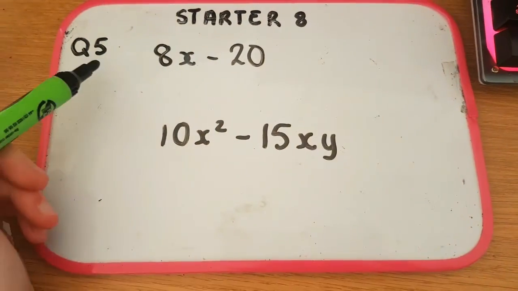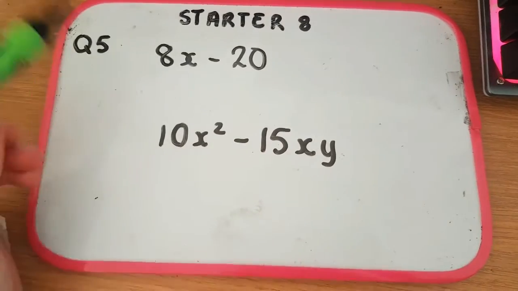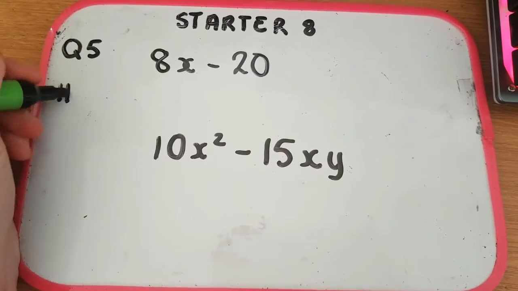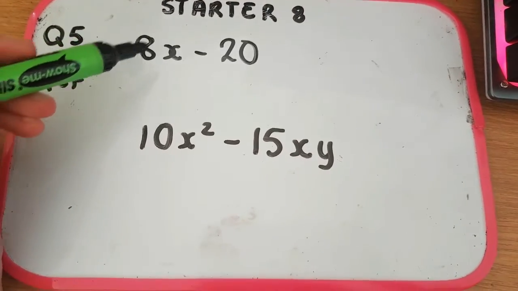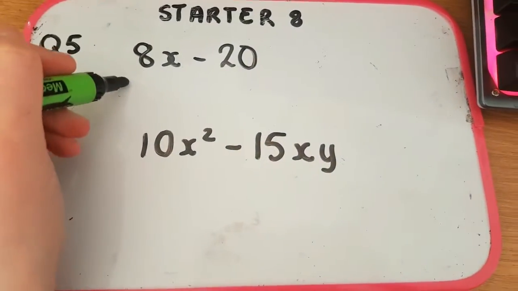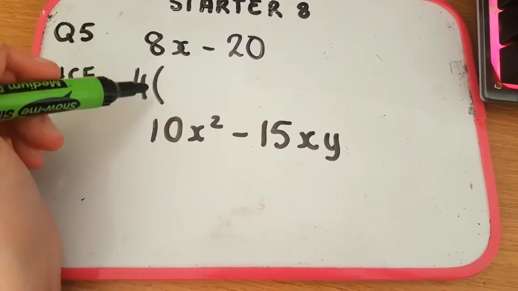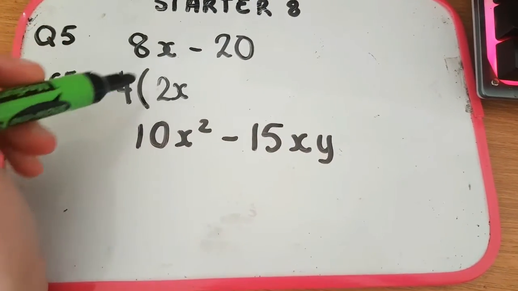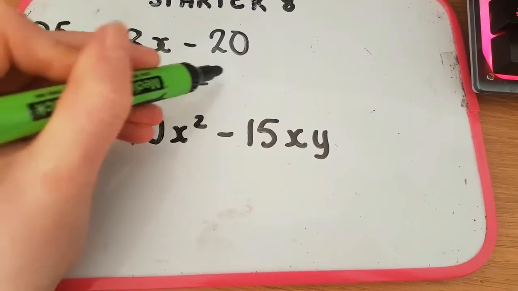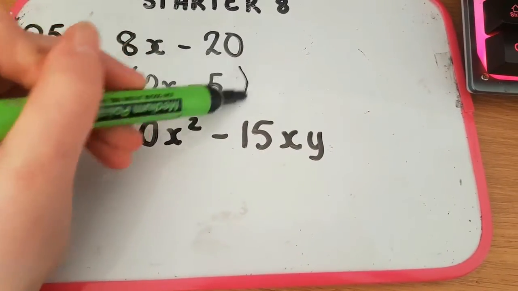We're being asked to factorise in question 5. So whenever we factorise, we need to find the highest common factors between the terms. In this case, we have a common factor of 4 between these. So I'm going to take this factor out. To get to 8x, I multiply 4 by 2x. And to get to 20, I have to multiply by -5.